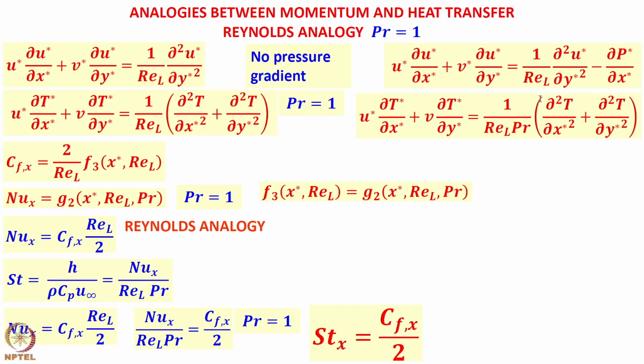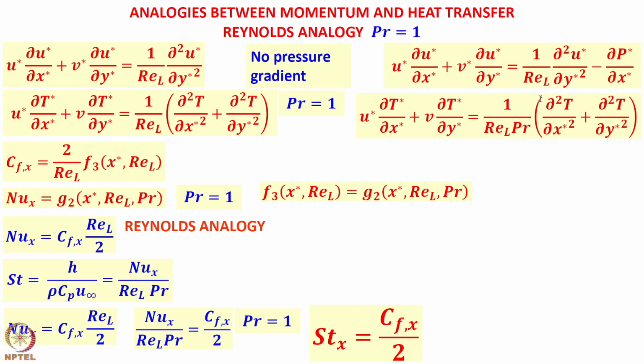So identical boundary conditions, Prandtl number equal to 1 or close to 1, pressure gradient term neglected, the non-dimensional momentum and energy equations are identical. With identical boundary conditions, the solutions will be identical. That means u star will be equal to T star. I am not saying u is equal to T. Please keep this in mind. u is equal to T is wrong. u star equal to T star. That means the non-dimensional velocity profile and the non-dimensional temperature profile would be identical.